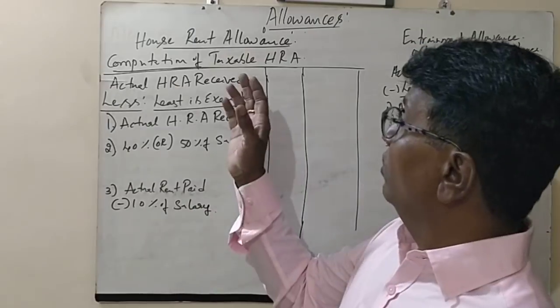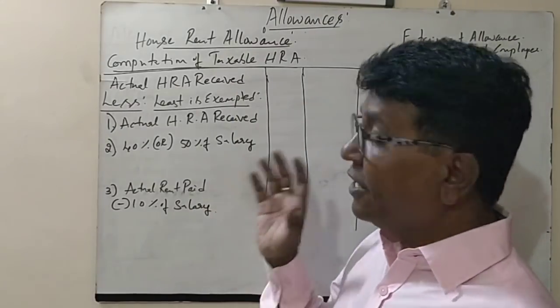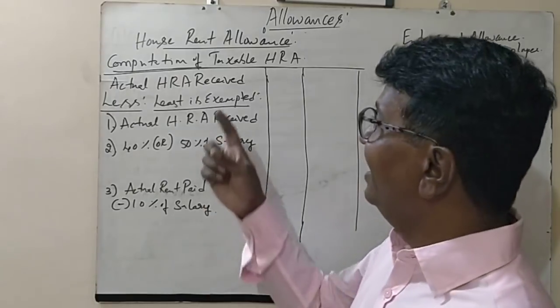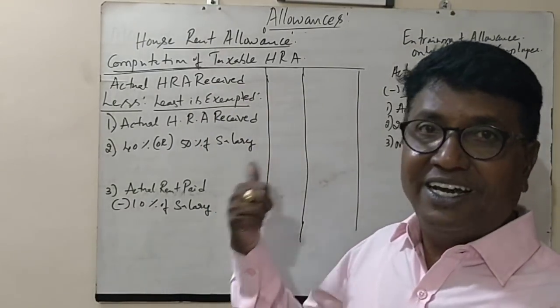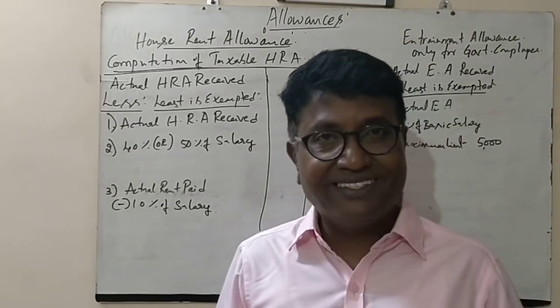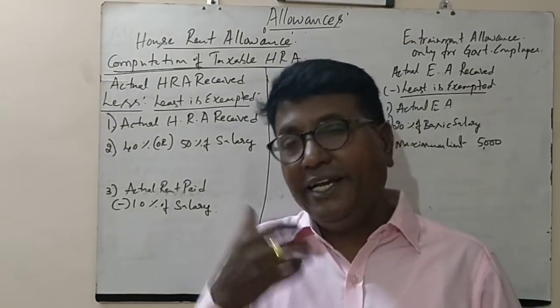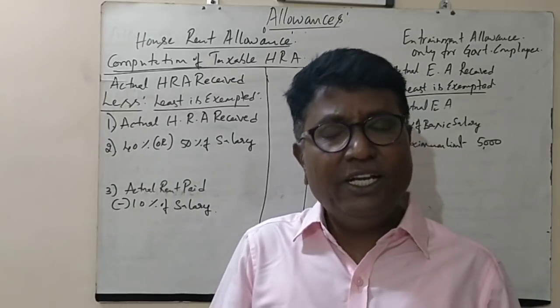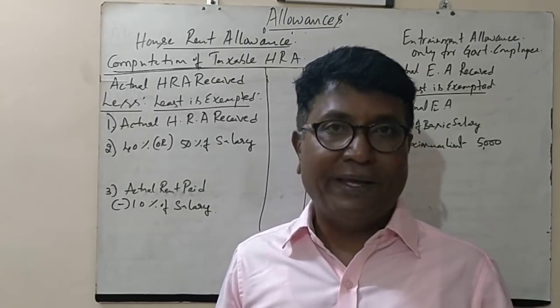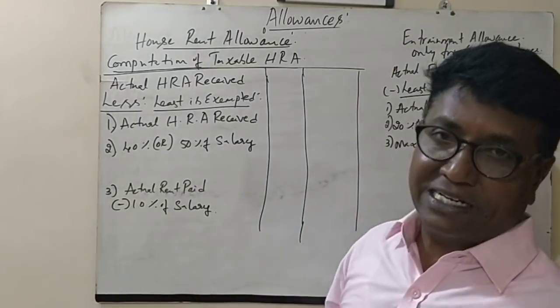then if the company is giving any allowance in order to meet his rental expenses, then it comes under the HRA bracket. See, for example, if the employee is staying in his own house, and if he is getting any HRA, it is fully taxable. Because he is staying in a house, not paying any rent, then it is fully taxable.